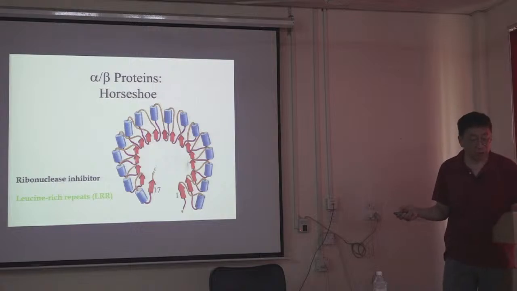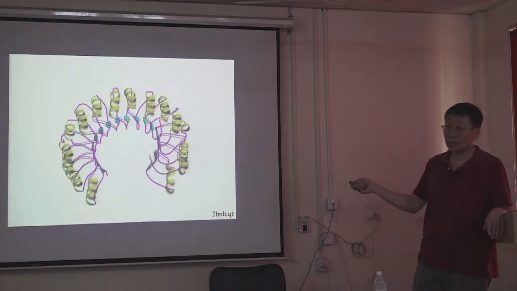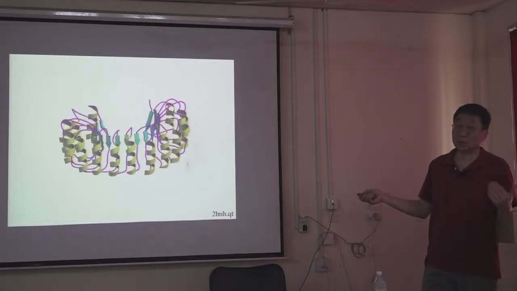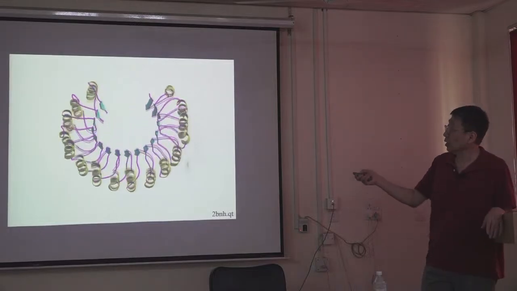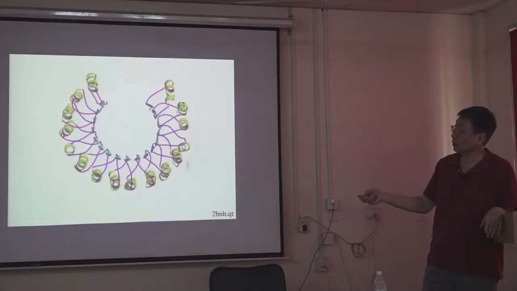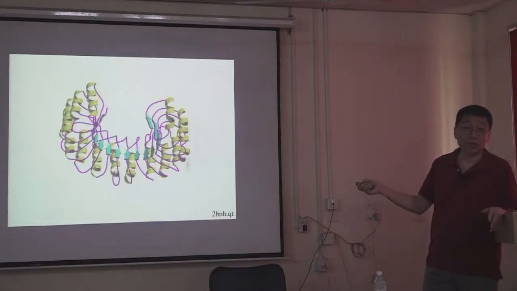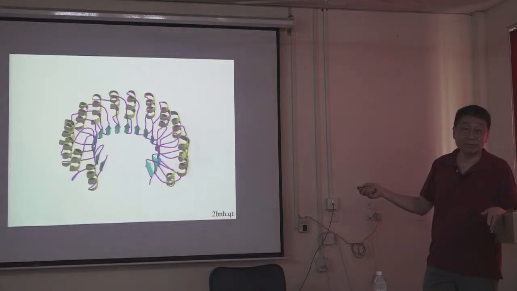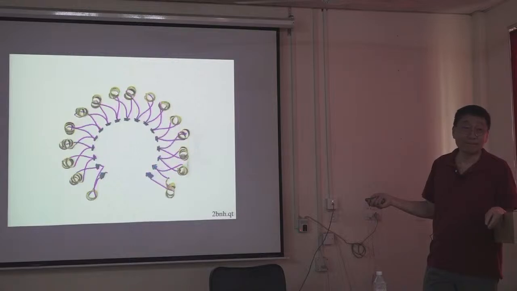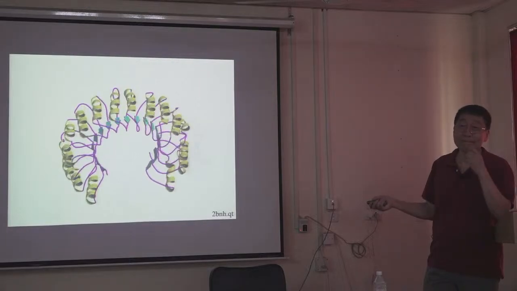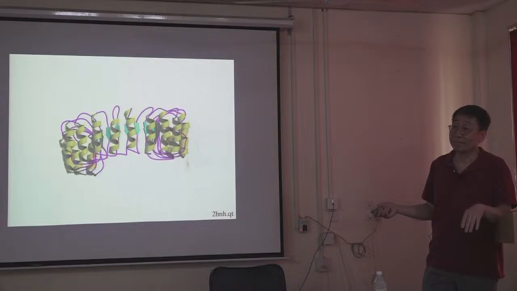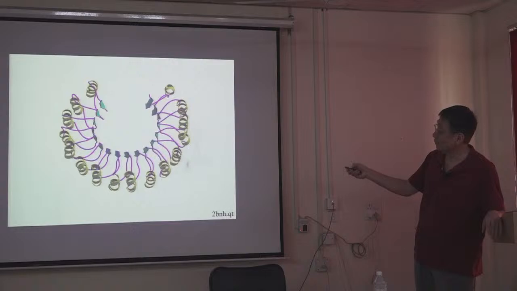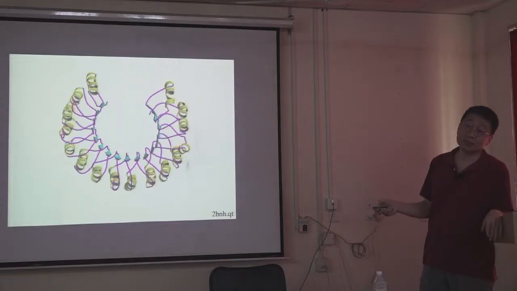So this may not be beautiful, but this is the actual structure. To me, it's more beautiful than the schematic drawing. There's a horseshoe-like structure. So where will be the hydrophobic core for this one? Between the strand and helix. Great, right here. And that's where the leucines are.